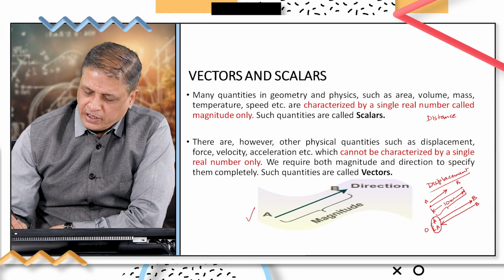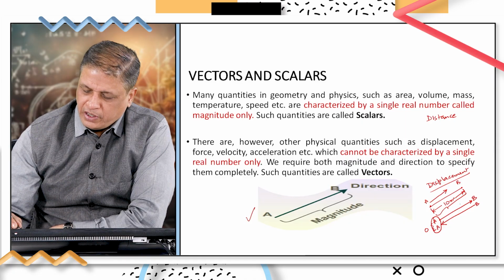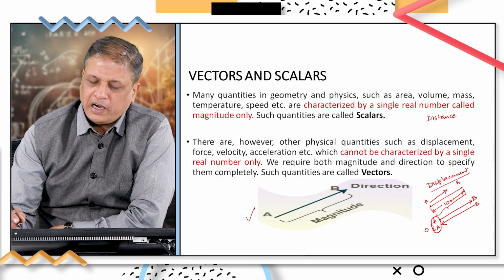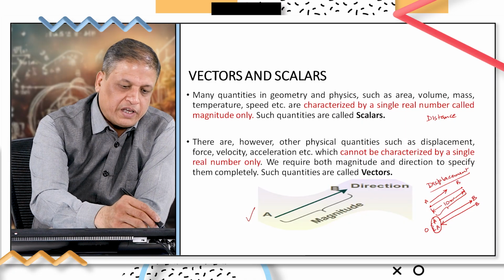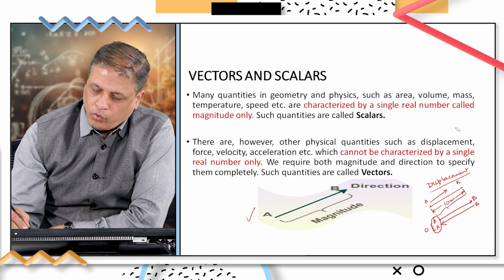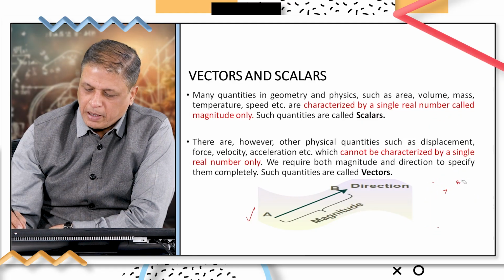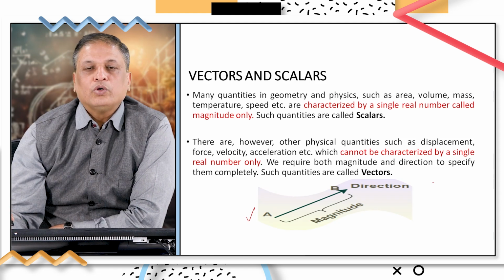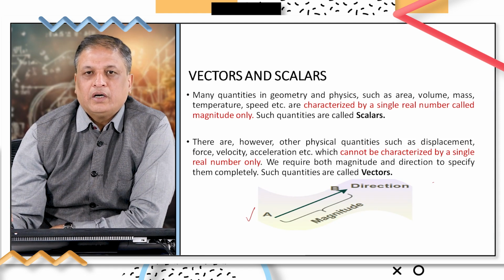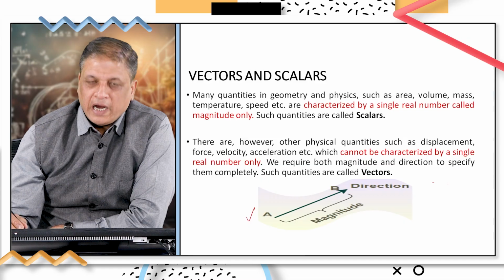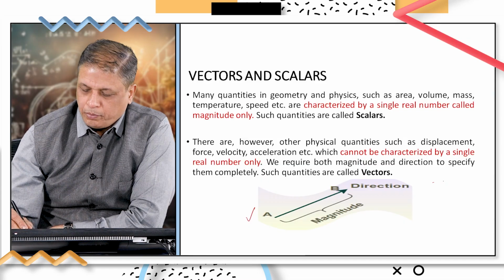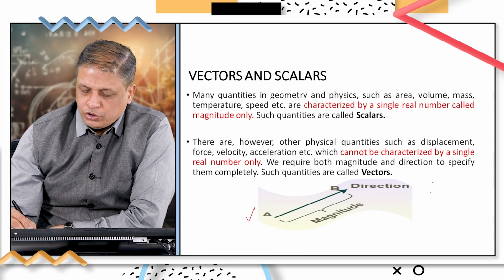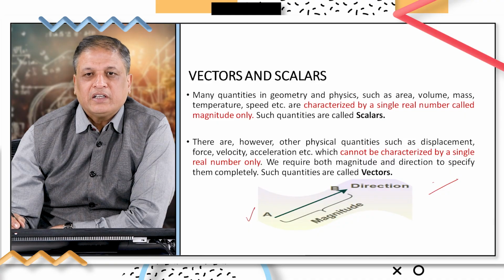So, there are two components. One is magnitude. Let me give you one more example. Say somebody says that I want to go to some nearby place, say Delhi NCR, some city A, and I say that it is 10 kilometers far, but I didn't specify the direction.